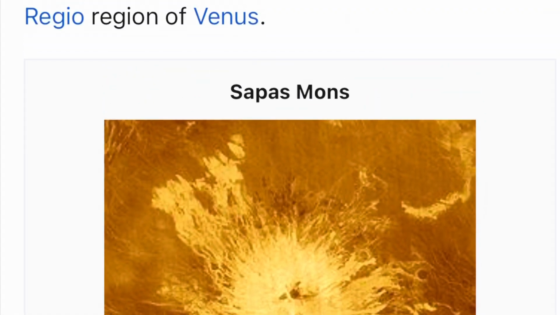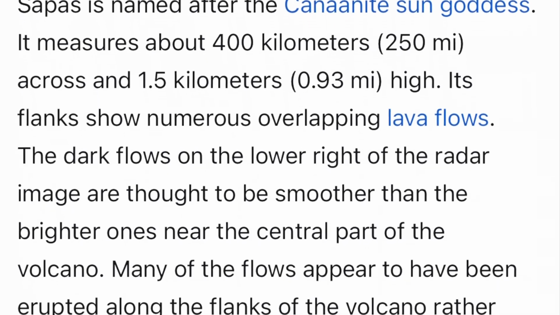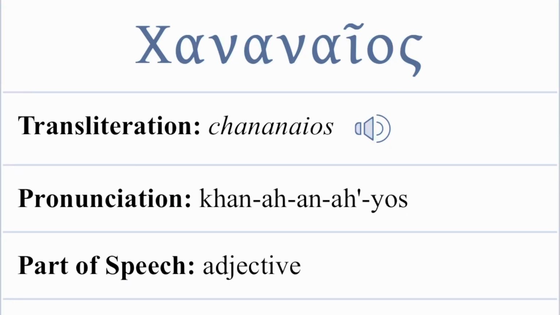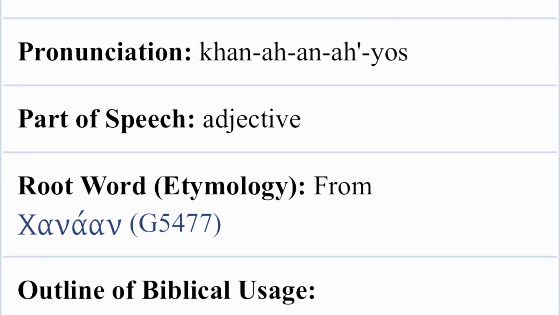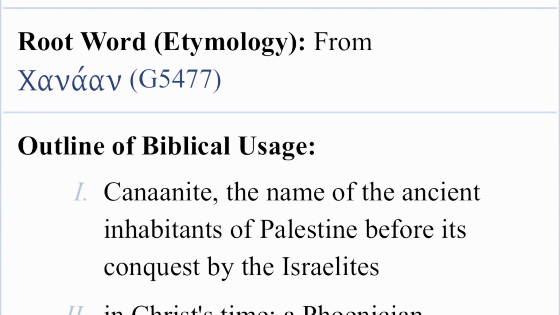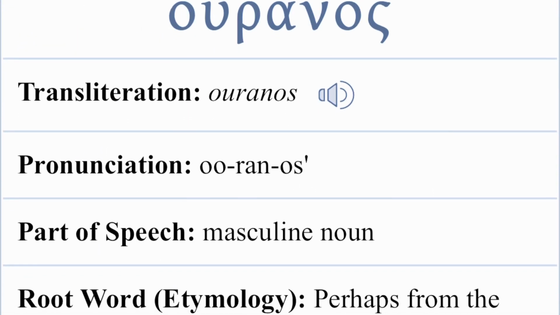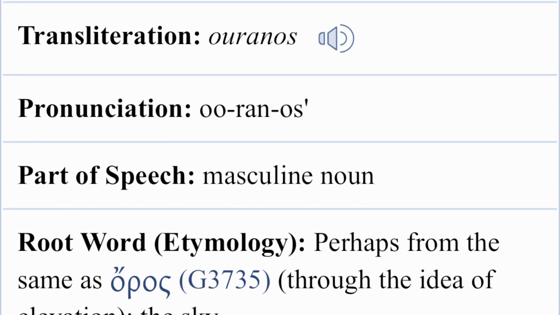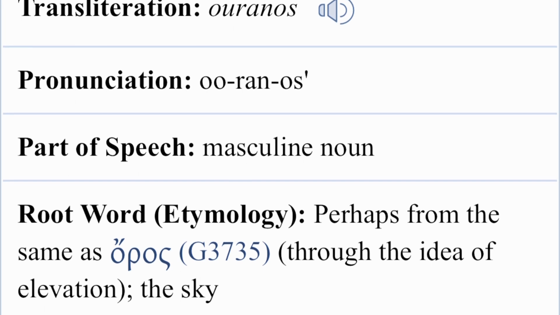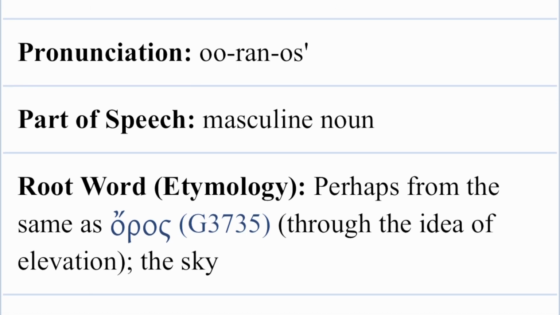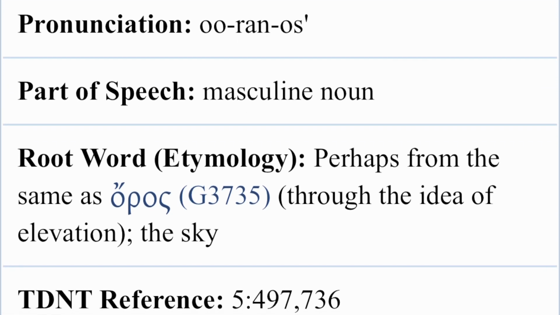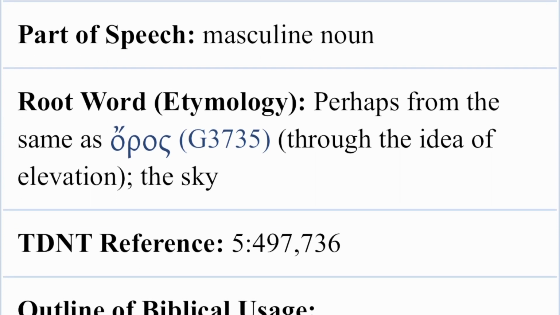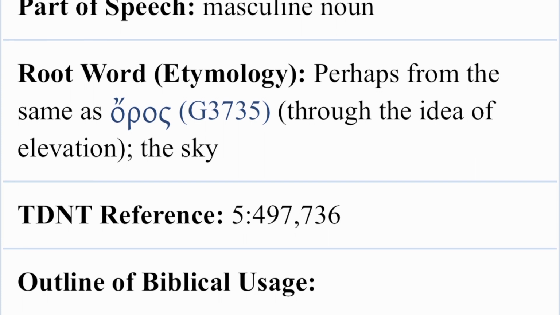And then Sapas Mons is the Canaanite sun goddess. That's the Phoenicians. It's kind of interesting that there are 3 aettir of 24 runes, with the elder runes that the English language derives from. What do you think about this? Thanks for watching. Arigato. Mata ne.